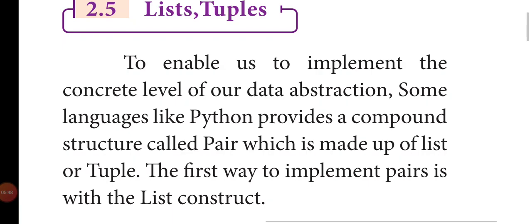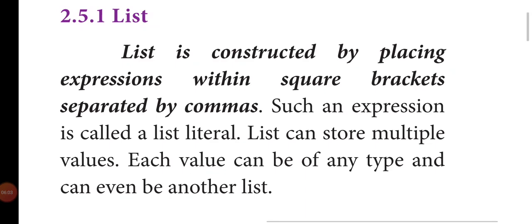This particular pair is made up of your list or tuples. The list or tuple are nothing but the data types here. So using the pair we can have two types of implementation. The first type is a list. Here the expression is enclosed within square brackets, separated by commas. The list can store multiple values. Each and every value can be of any type and can be another list also.